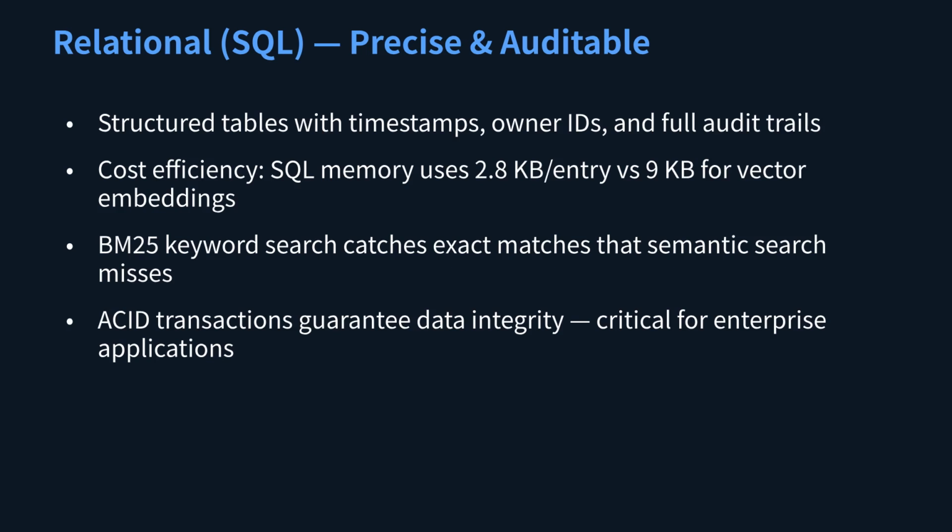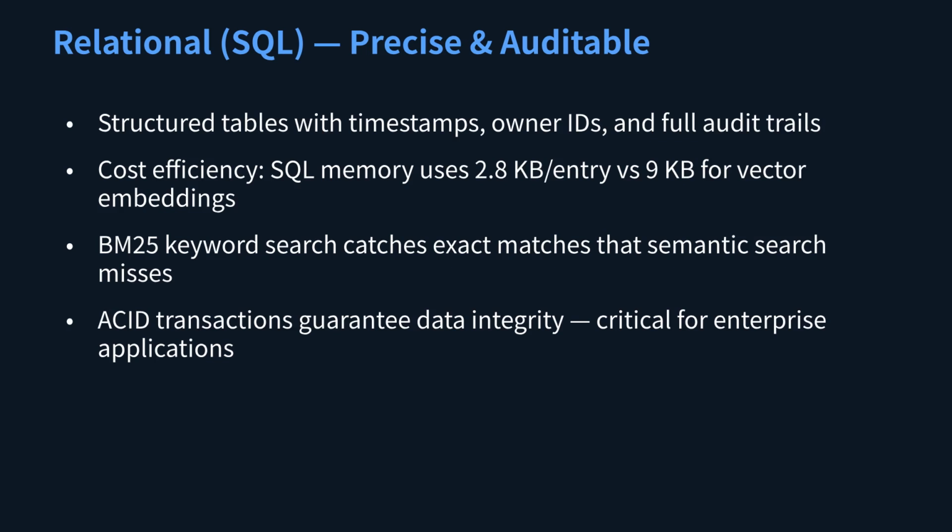The third is relational databases, also known as SQL. Good old-fashioned tables are making a comeback in agent memory. Why? Because they are efficient, auditable, and support exact keyword search through BM25 scoring. A vector entry might cost you 9 kilobytes. A SQL memory entry?